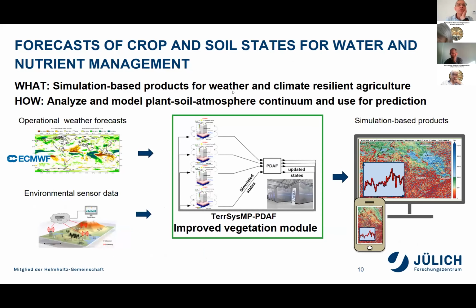Finally, we are using these models to make forecasts of crop and soil water states for nutrient and water management. So we are developing simulation-based products for weather and climate resilient agriculture. And we do so by combining operational weather forecasts with our environmental sensor data into the terrestrial system models and run them so that they can provide simulation-based products that can be used for agricultural management.